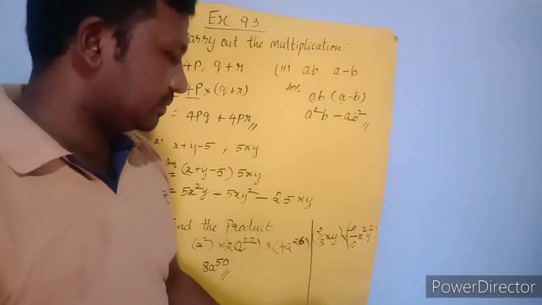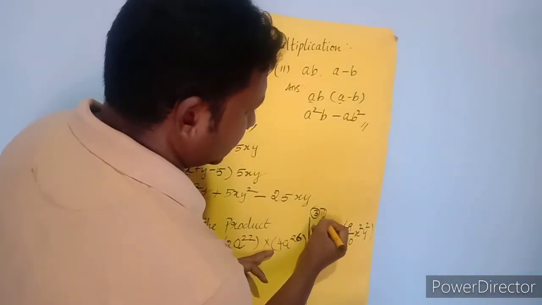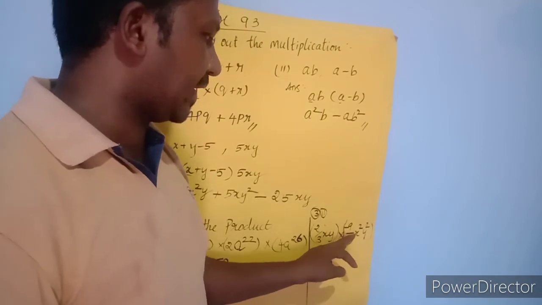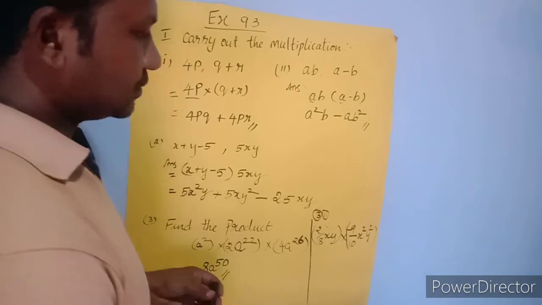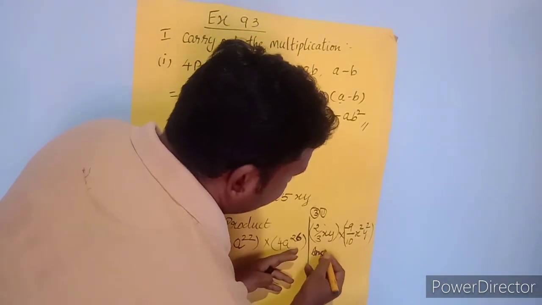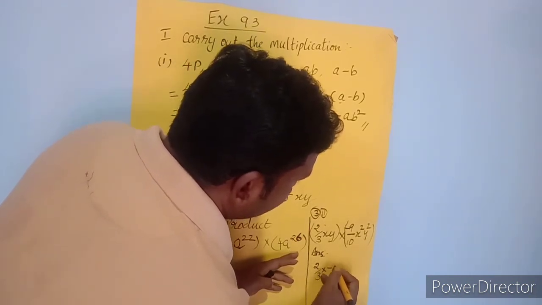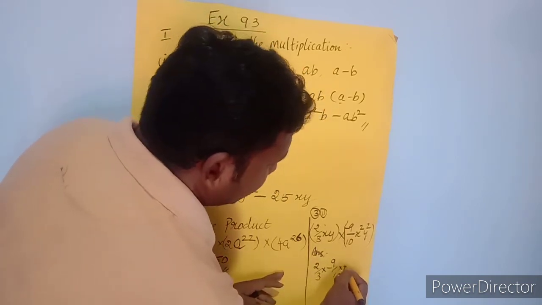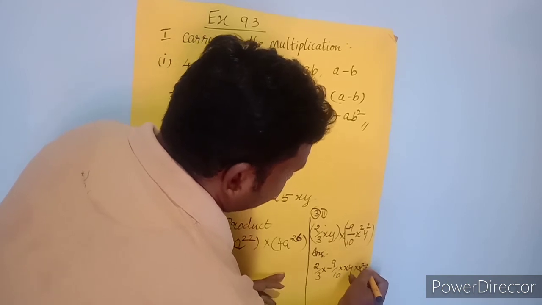Now the second sum. 2 by 3 xy into minus 9 by 10 x square y square. For our convenience you can write separately the constants and the variables. What are the variables here? xy into x square y square.